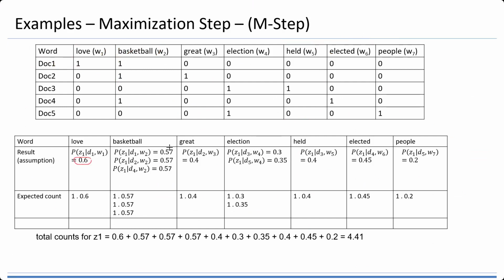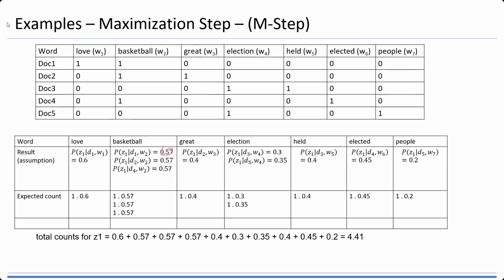Let's say this is the basketball. For basketball we have 0.57, and say this is also 0.57, this is also 0.57, and this is 0.6. Let's make the assumption that the numbers are already available. Actually, this is the one that you need to calculate. How to calculate this one?